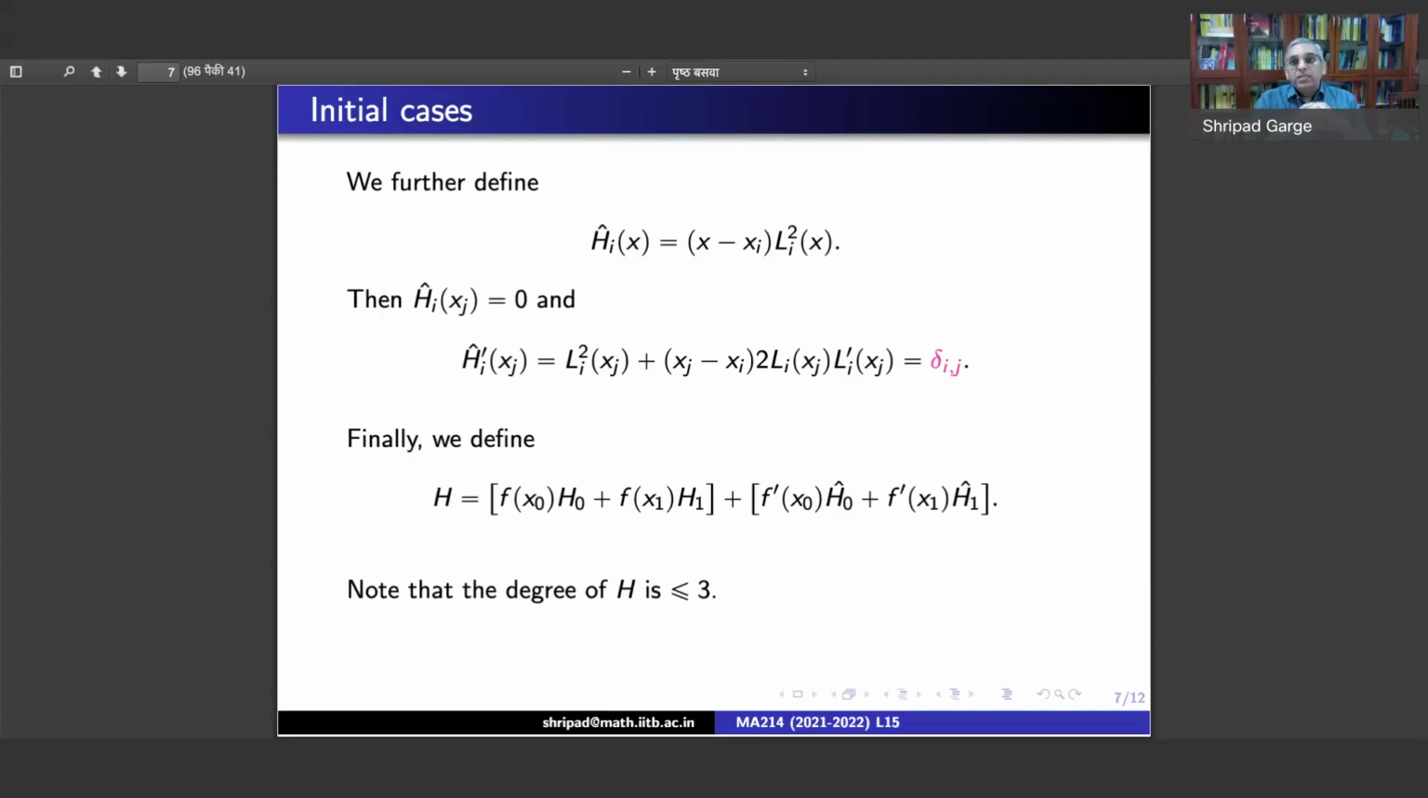Once you have done this for our baby case, then you have to just define h_i hat in a similar way and take the corresponding linear combination. That is all that we have to do.